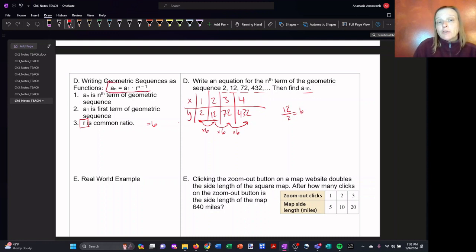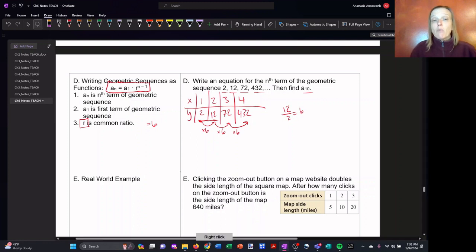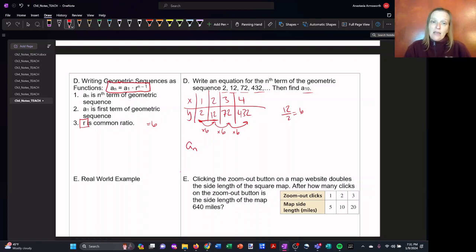I want to write my geometric sequence function in this format. a sub n represents the nth term of a geometric sequence. It's kind of like my y value. I would just write the letter y. I'm just going to write this term a sub n. a sub 1 is the first term of the geometric sequence. Well, my first term here was this 2. So a1 is 2. So I'll plug that in where the a1 is. And then it says a1 times r to the n minus 1 power. We already said r was 6, so I'm going to use 6 as my r to the n minus 1 power.